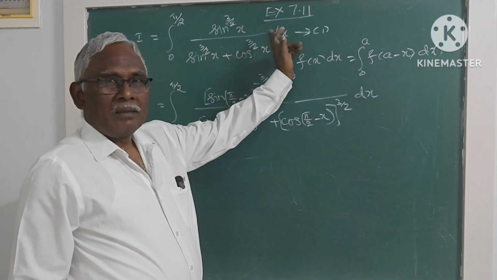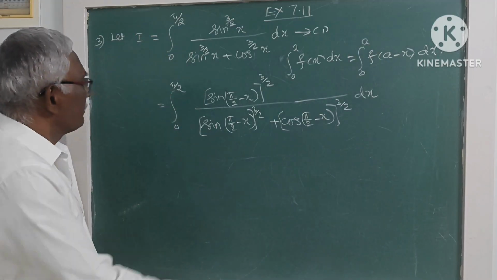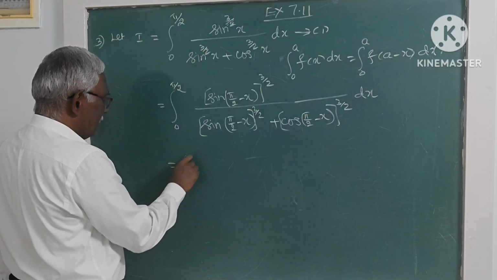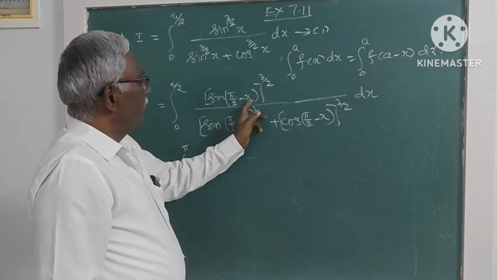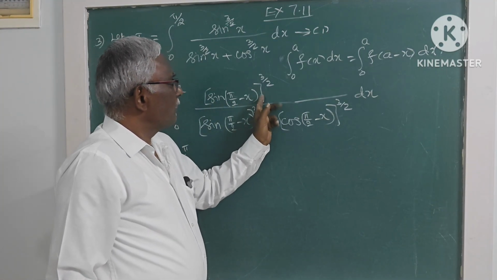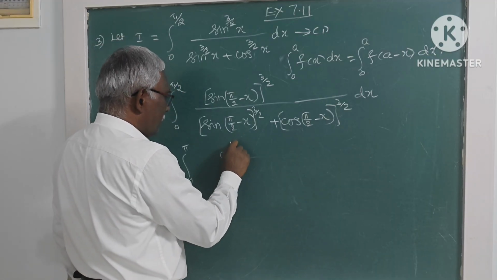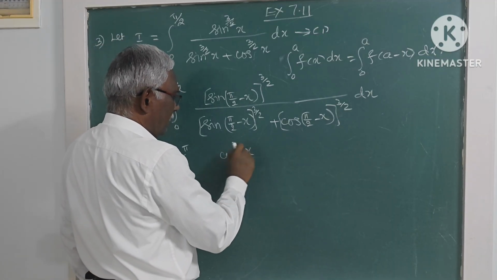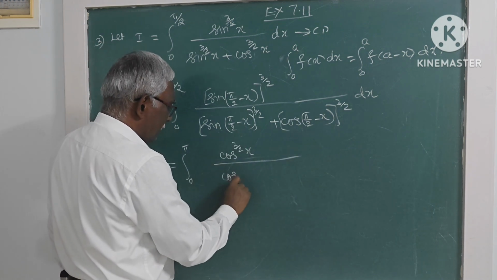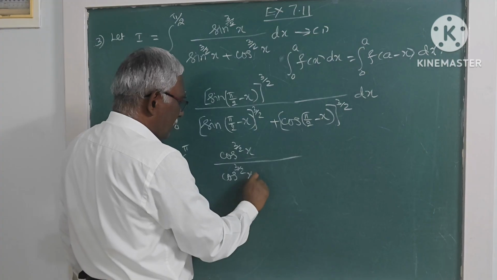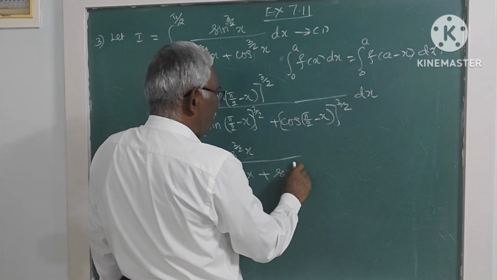Wherever x is there, we have to just replace x by a minus x. So now this becomes sin of 90 minus x is cos x power 3 by 2. So this we can write as cos x power 3 by 2 divided by, again, cos x power 3 by 2 plus sin x power 3 by 2.